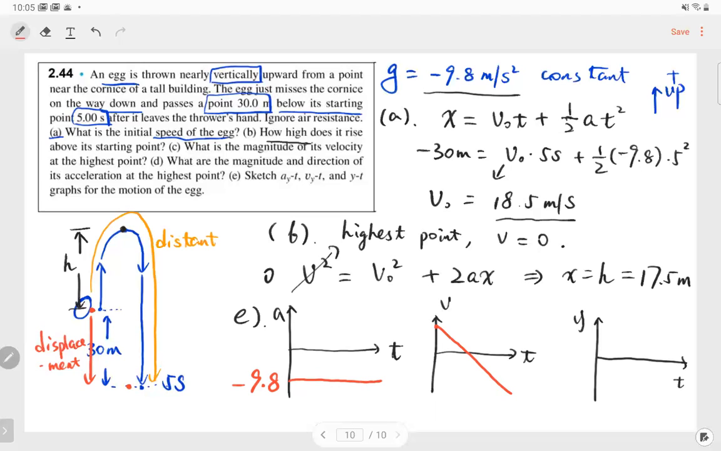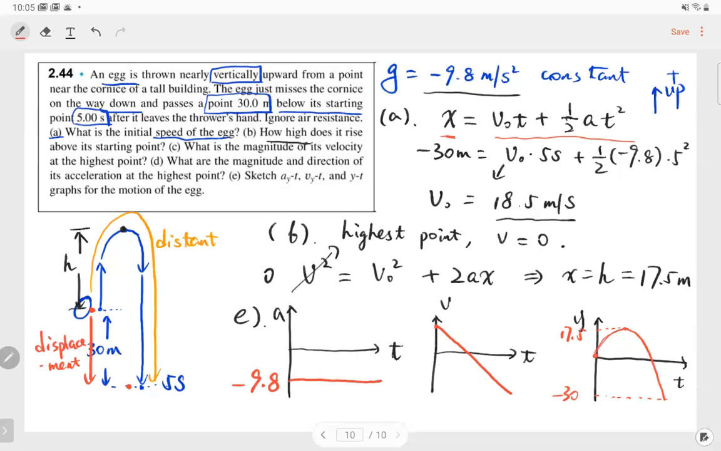And for y, we know the displacement is a function of t squared. So this is a parabolic curve. It starts from the 0 point and reaches the maximum point. The maximum point is how high? 17.5 meters. And it drops down. And the final point is negative 30. Okay, this is the solution for this problem.